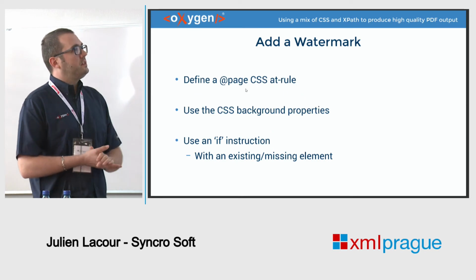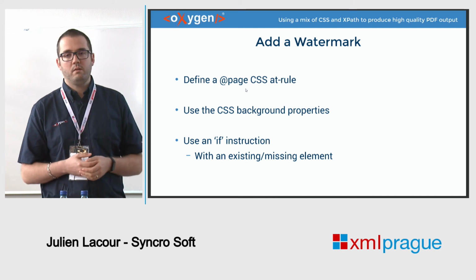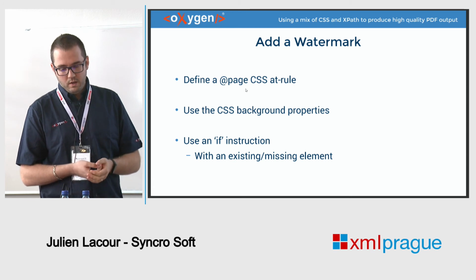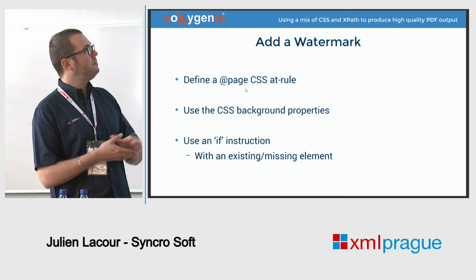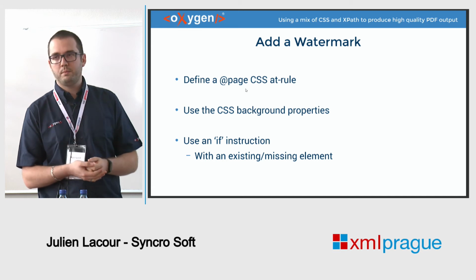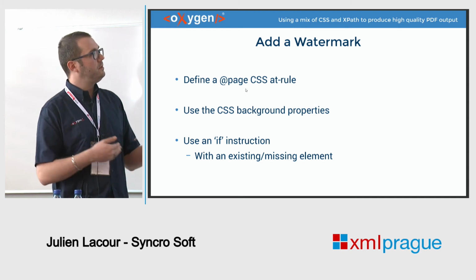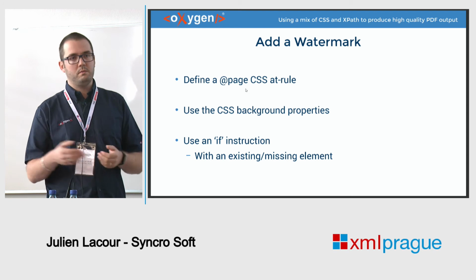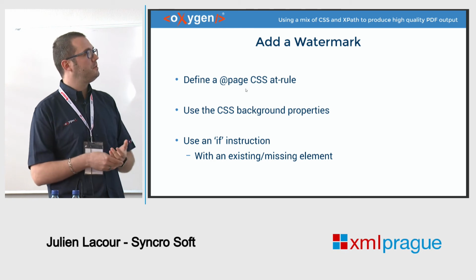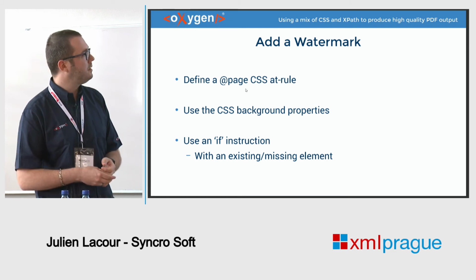Another interesting thing that you can do with Oxy XPath is that you can control the display of an image, which, for example, can be a watermark over my document. For this, I will still use the page CSS at rule, and I use the standard background properties from CSS. And I can condition the display or non-display of this watermark using another simple condition, checking if maybe an element is present in my document, saying it's a draft or it's not a draft, or it's the final version.